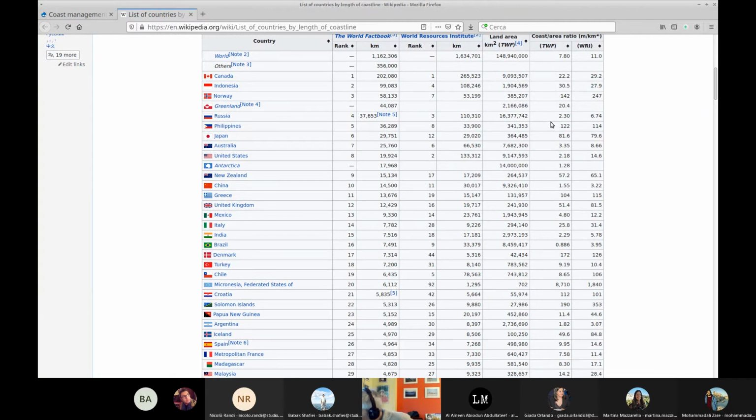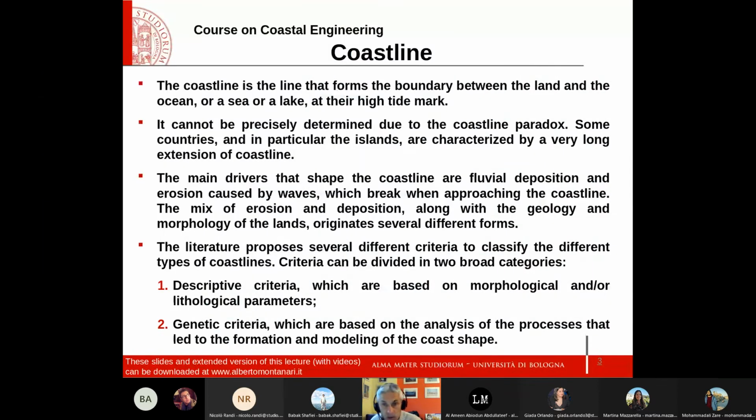And it's interesting because you may notice that the higher the ratio, the higher the likelihood of a good GDP. And this is additional information on what I mentioned before on the importance of the coastline. Okay.